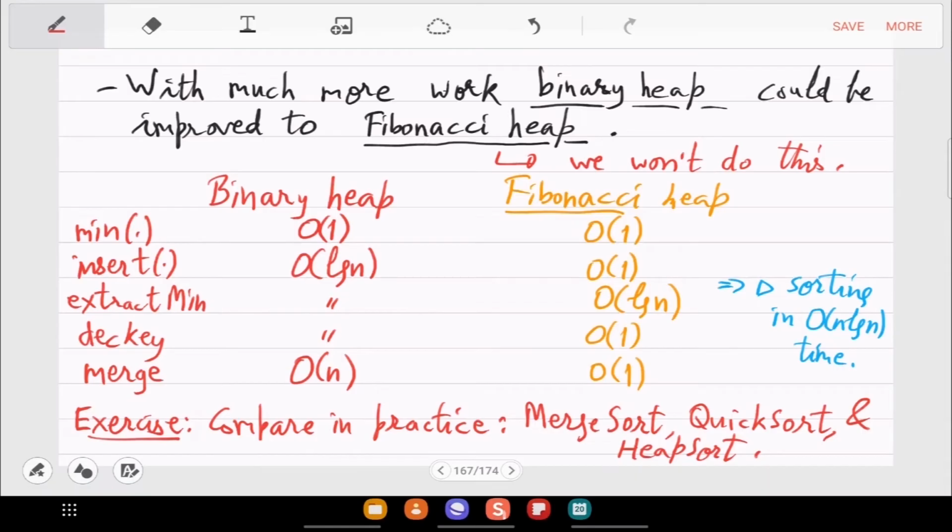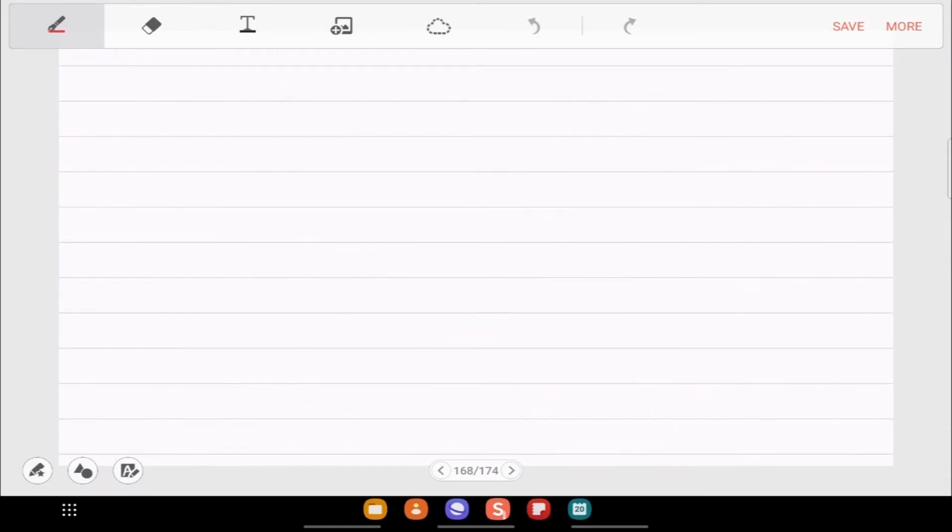So the next thing we will do is more clever data structures, which are called augmented data structures, augmented tree data structures.